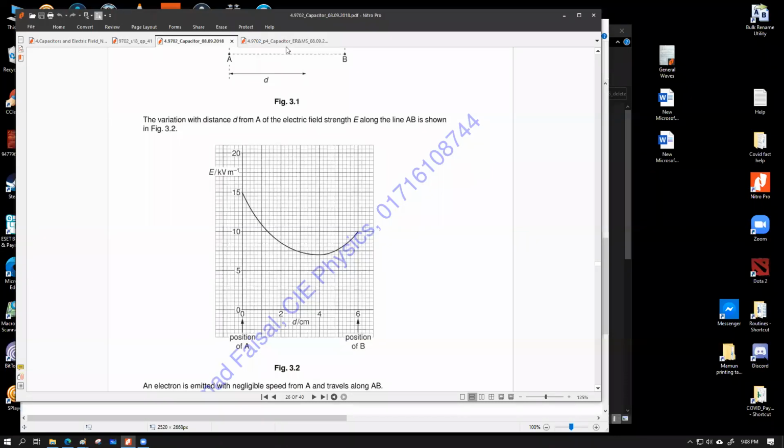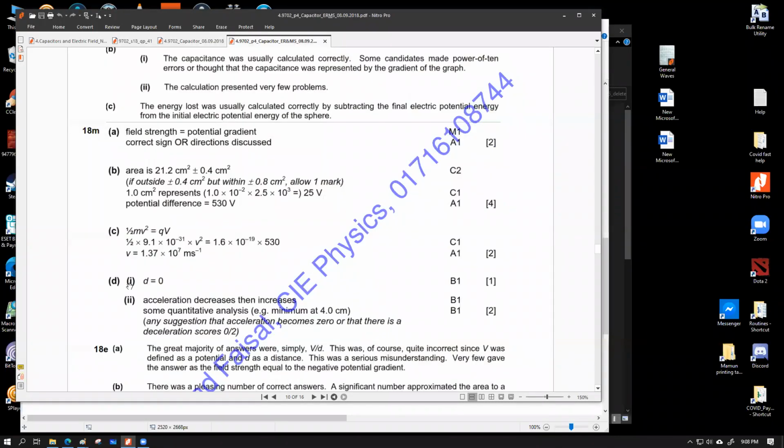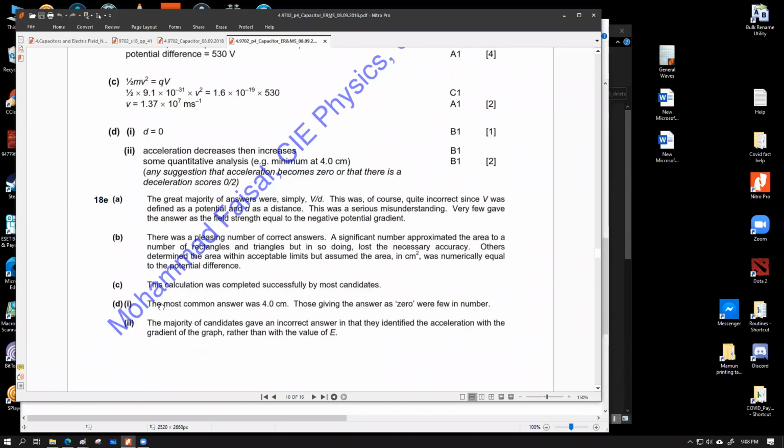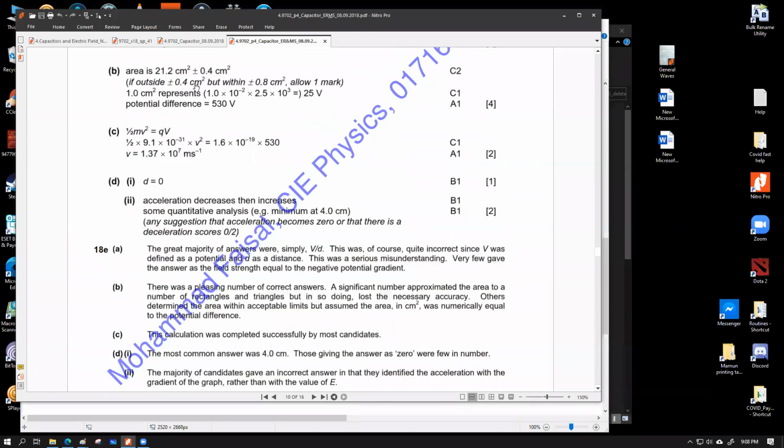There can be many wordings, so let us look at the mark scheme. Question 18 says at d equals 0. This calculation was completed successfully by most candidates. Okay, good.